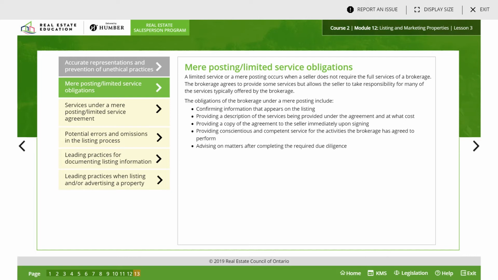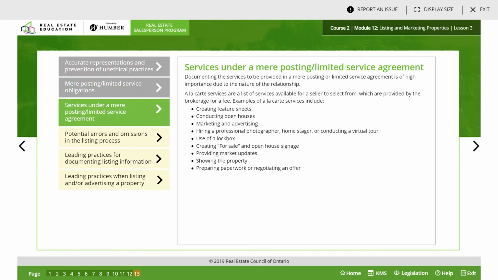The obligations of a brokerage under a mere posting include confirming information that appears on the listing, providing a description of the services being provided under the agreement and at what cost, providing a copy of the agreement to the seller immediately upon signing, providing conscientious and competent service for the activities the brokerage has agreed to perform, and advising on matters after completing the required due diligence. Services under a mere posting or limited service agreement: documenting the services to be provided is of high importance due to the nature of the relationship.